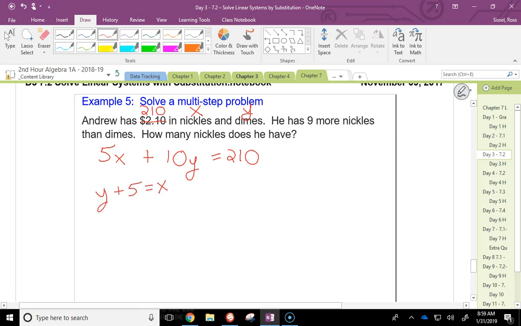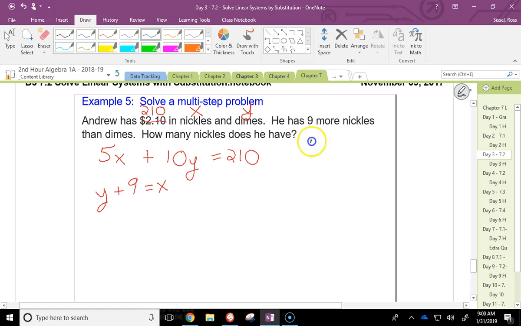Remember, I keep wanting to write it wrong, but it's 9. Why did you say 5, Devlin? It should have been 9, not 5. 9 more nickels. So my nickels equals my dimes plus 9, because x and y are just how many I have. We then have this equation to solve. X is y plus 9.